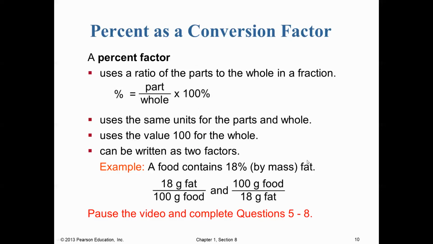I want to make you aware that percentages can also be used as conversion factors. And so, if, for instance, we have a food that contains 18% by mass of fat, that would mean we have 18 grams of fat for every 100 grams of food, or 100 grams of food per every 18 grams of fat. How do we know which one to use? Well, again, it just depends on the problem we're solving. If we want to cancel out grams of fat, that would go on the bottom. If we want to cancel out grams of food, that would go on the bottom.